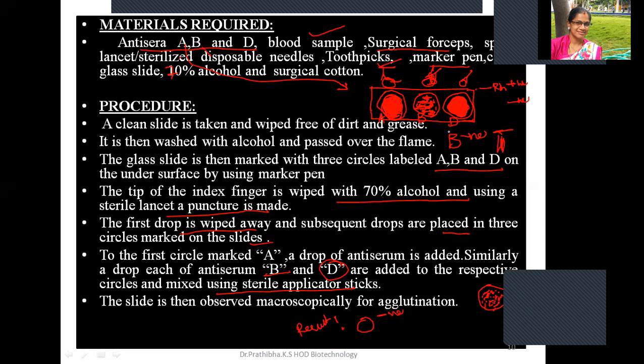Agglutination reveals the presence of that specific antigen. Whereas in this case, there is no antigen, meaning there is no agglutination. It's a clear solution, so it is a negative. So this is B negative.